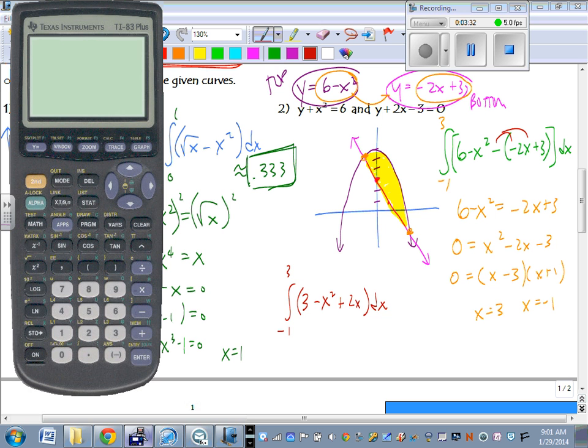But now I would go ahead and evaluate that. Again, we could do it by hand. Not a tough one to do by hand, but let's just get practice with the calculator. So math 9, 3 minus x squared plus 2x, comma x, comma negative 1, comma 3. So we get 10.6 repeating. This one we can actually get an exact answer. We get 32 thirds.